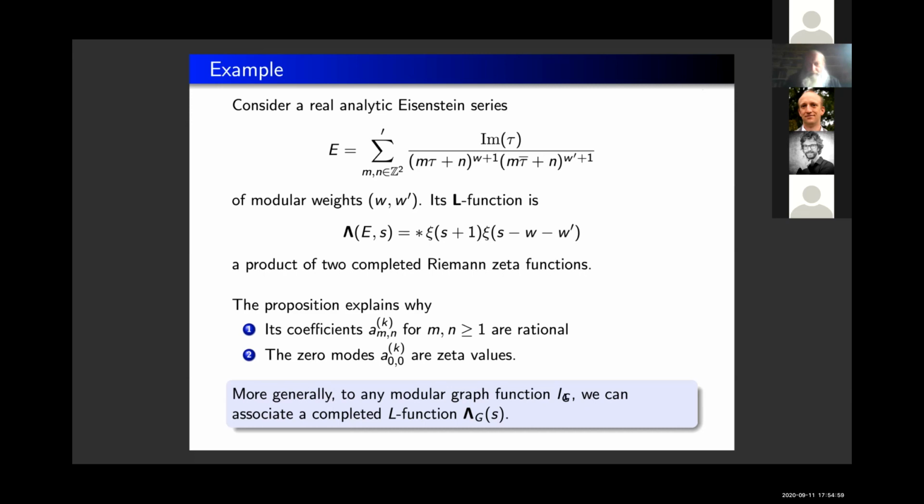So in general, to any modular graph function, we can associate a completed L function. And I think it's going to be interesting. I've not tried to compute any. I would be delighted if someone wants to do that. One thing I can say in favor of this is that if you apply these Cauchy-Riemann differential operators, like these raising and lowering operators, on these modular graph forms, you get a very nice relation between their L functions. So these L functions reflect the differential structure in a nice way.